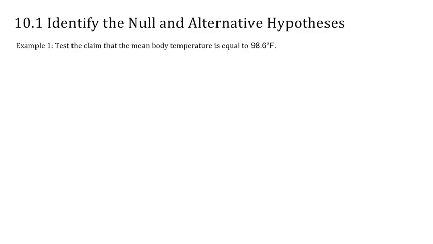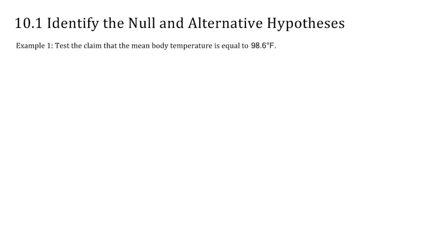Okay, this is my second video from 10.1. What we're going to talk about is identifying the null and alternative hypotheses, because over the long run I think you'll find that this is the most complicated part of the project. So here's our first example.